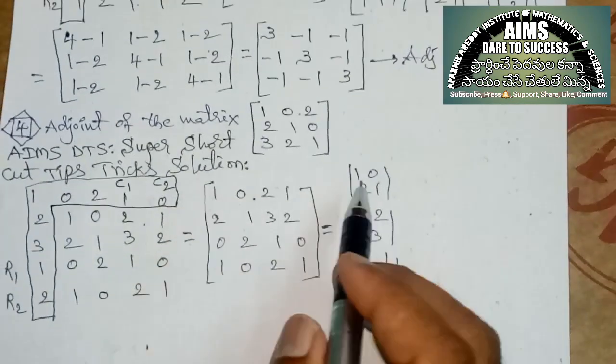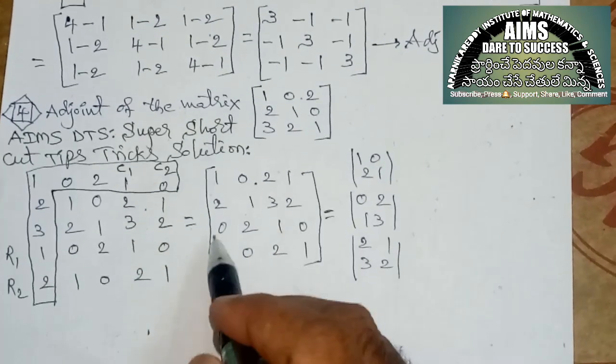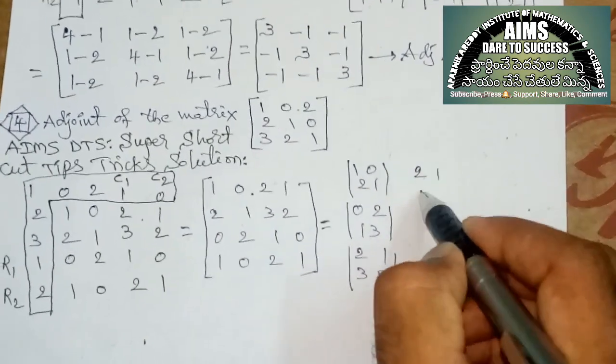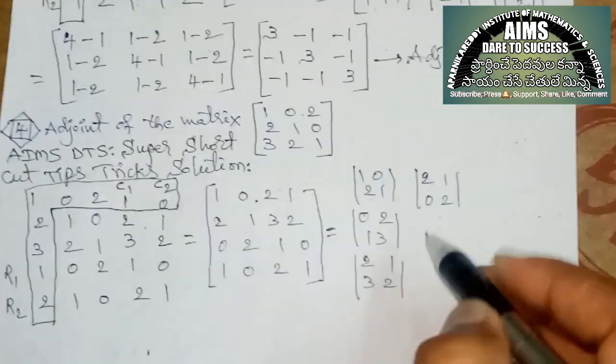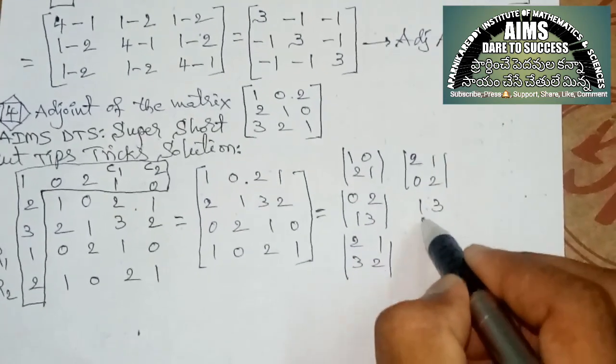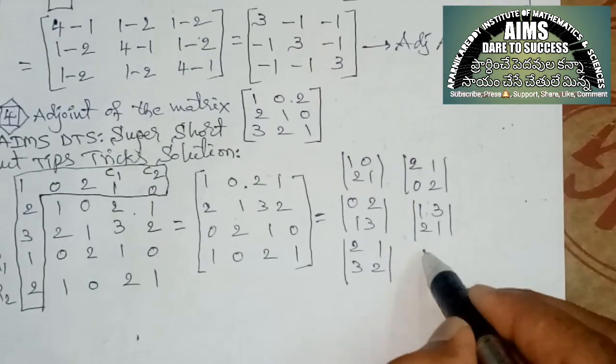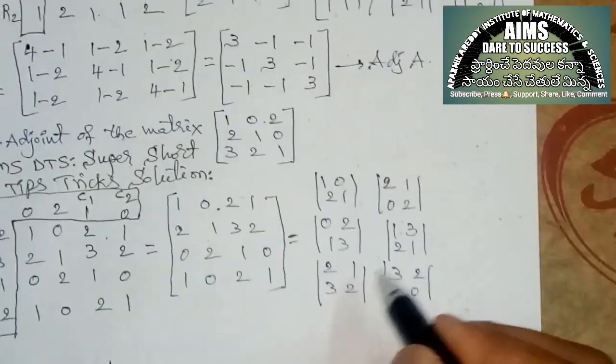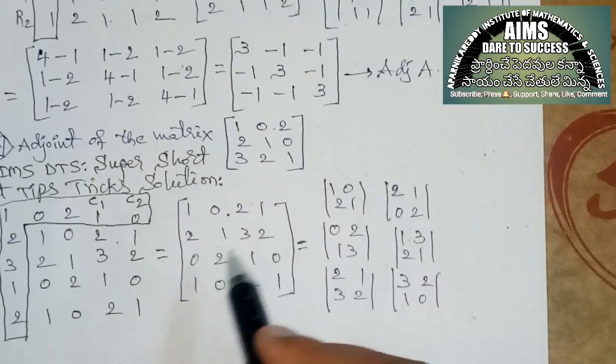Column 1 is completed. Now leave row 1, row 2, row 3 aside, assume and write the second column: 2 1 0 2. Next 1 3 2 1, and next 3 2 1 0. Second column completed. Row 1 and row 2 leave it.